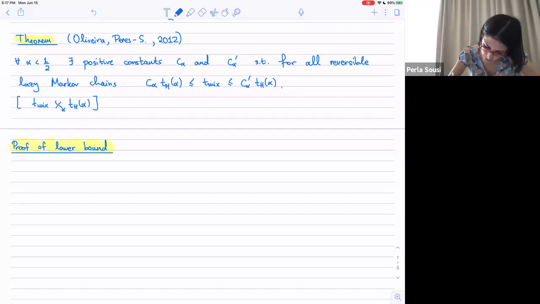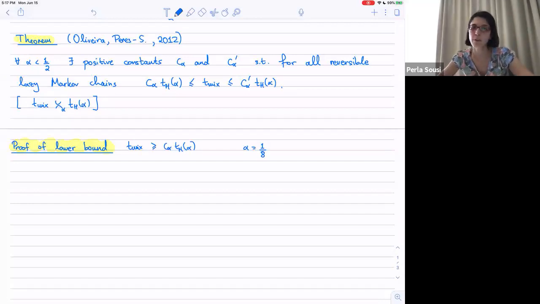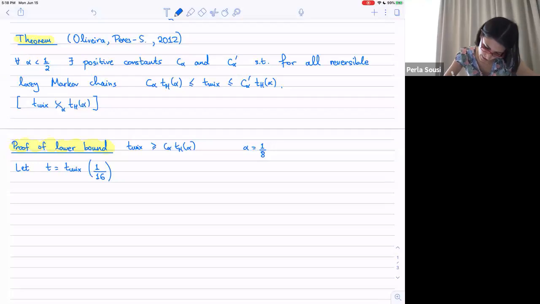Okay, so let me just write that T mix is greater than or equal to C alpha times T H of alpha. I'm going to take alpha to be equal to an eighth, both for the lower bound and for the upper bound. It's just a choice to make the calculations easier. So let's take T to be equal to the mixing time of precision 1 over 16. Then the first claim is that this is upper bounded by 3 times the mixing time of a quarter.